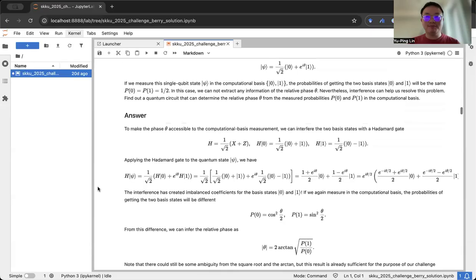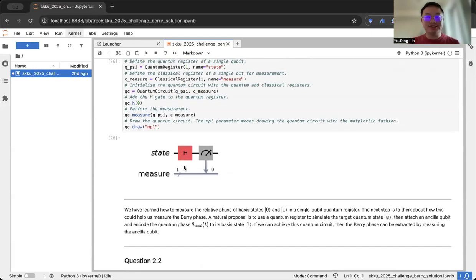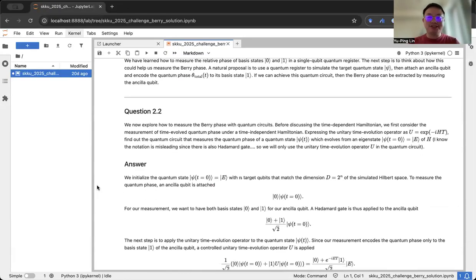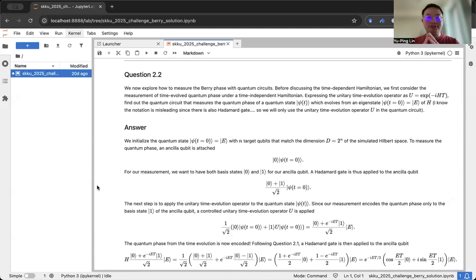So with this knowledge, the quantum circuit looks like this. We just apply a Hadamard gate to the state and do the measurement. And with this knowledge, we can now think about how to use it to measure the Berry phase of a quantum state. So question 2.2 is to consider a constant Hamiltonian before we go into the more complicated time-dependent Hamiltonian. The way we do this is that we use a register of qubits to simulate the quantum state. Meanwhile, we add one additional qubit to the system, and we want to encode the complex phase from the time evolution of the quantum state to the attached qubit, which we call the ancilla qubit.